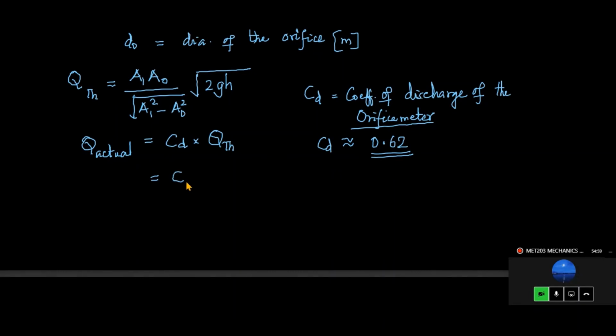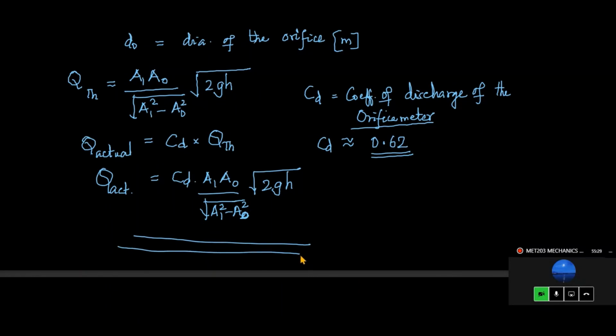So the basic equation finally: Q actual is equal to CD into A1 A0 divided by root of A1 square minus A0 square, then into root of 2GH. A0 represents the area of the orifice. So this is the equation. Please understand this one.